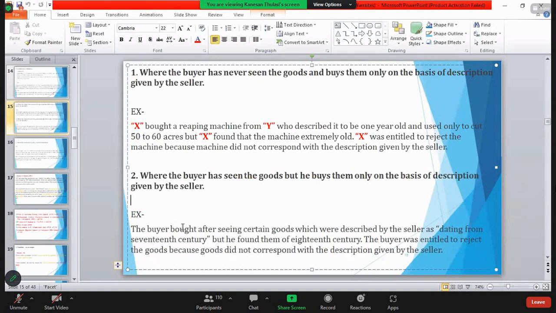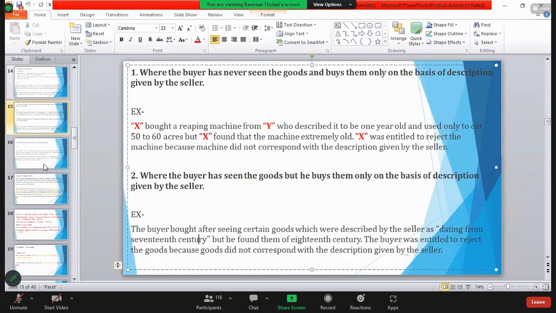See the example. The buyer bought, after seeing them, certain goods which the seller described as dating from the 17th century. The goods were said to be manufactured in the 17th century, but he found they were from the 18th century. The buyer was entitled to reject the goods because they did not correspond with the description given by the seller. So it's a breach of description. If it is a breach of description, automatically it's a breach of condition. If the condition is breached, the buyer can repudiate the contract. Okay.